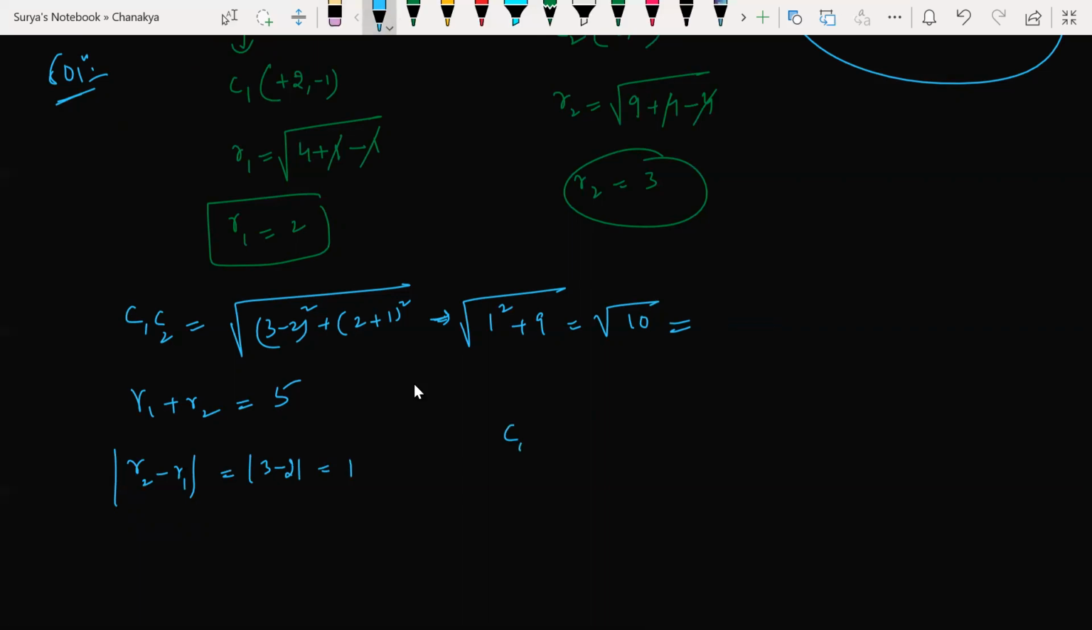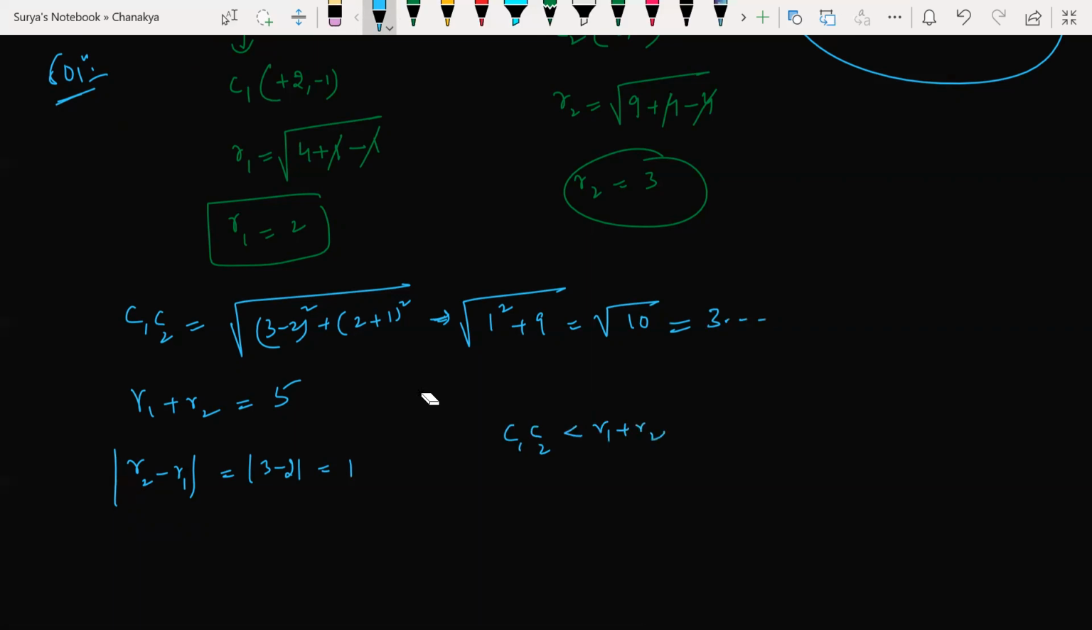You need not calculate exactly what root 10 is here. Just imagine. What is root 10? 3 point something. Yes, sir. Root 9 itself will be 3, right? So we have 10. It will be 3 point something. Am I correct? So here C1, C2 is lesser than R1 plus R2. Am I correct? Yes or no?